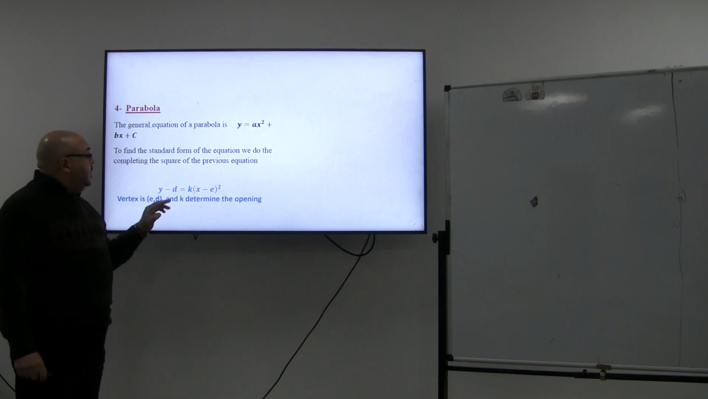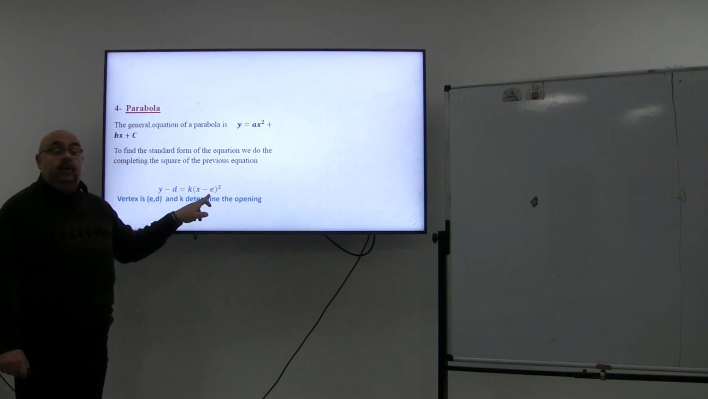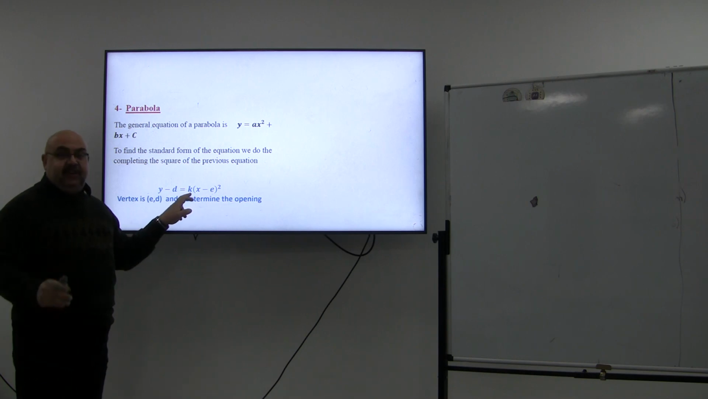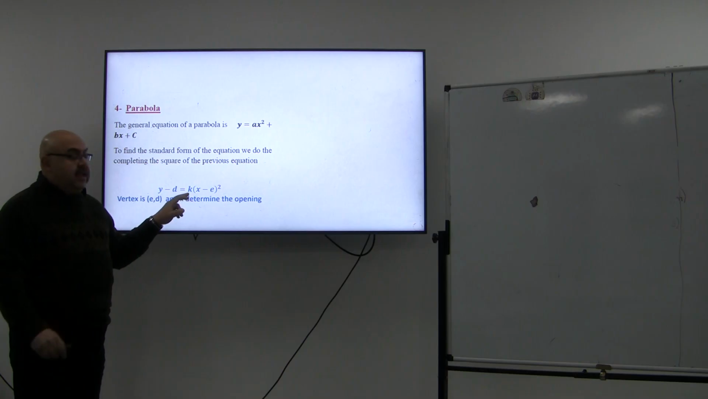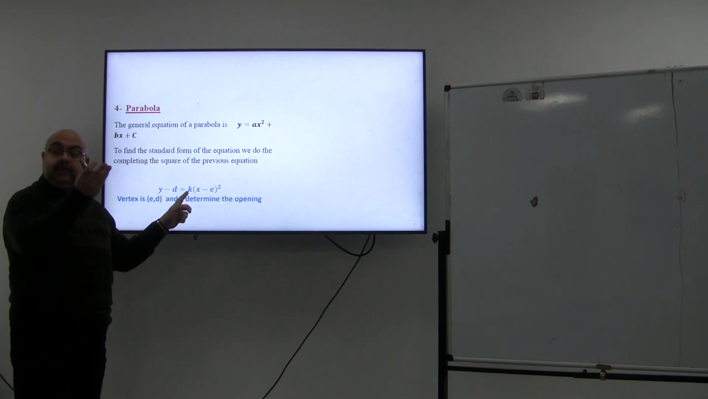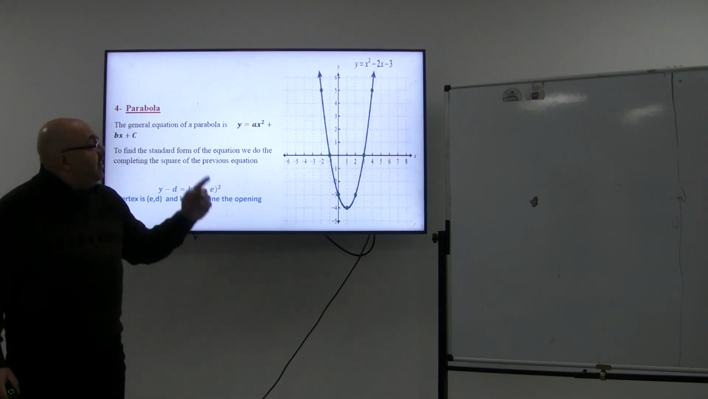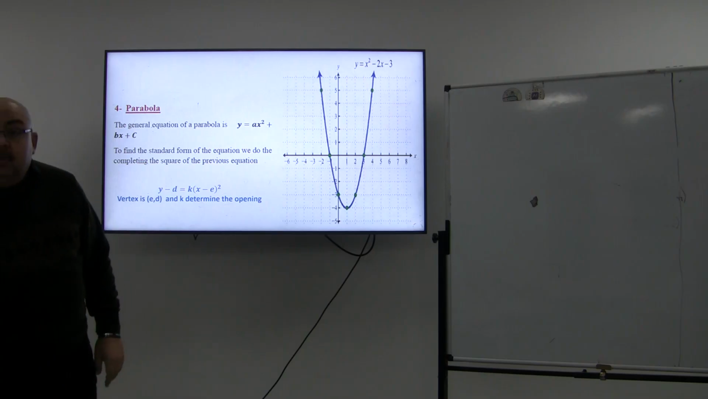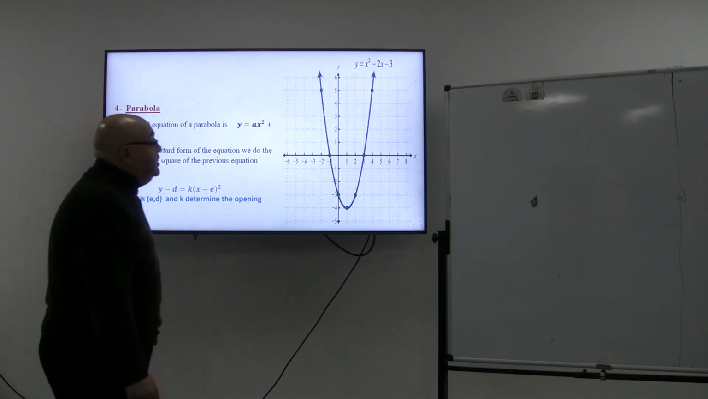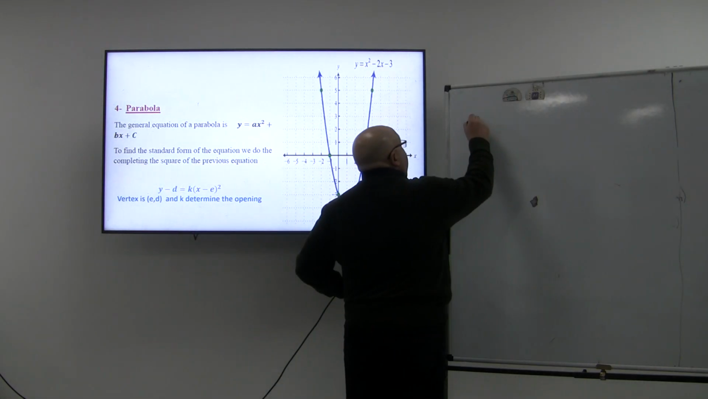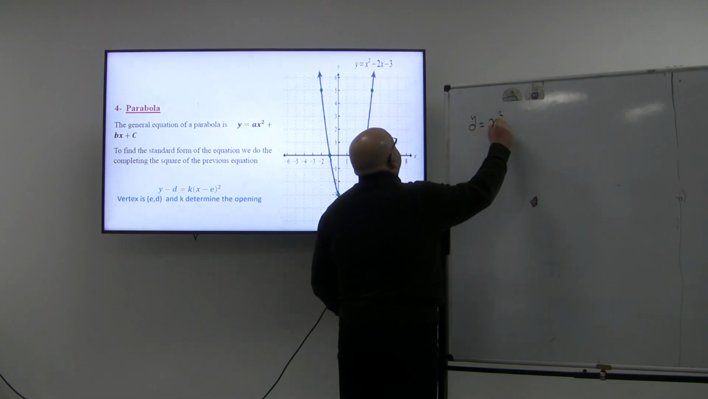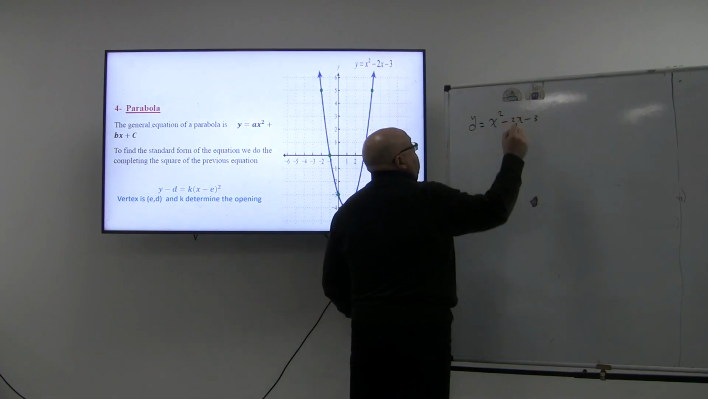In such a case, the vertex will be at E and D in specific, E in the direction of X and D in the Y coordinate. And depending on K, if it is positive, it will look upward; negative, it will look downward. For example, if you have an equation like this, which is simply y equals x squared minus 2x minus 3.